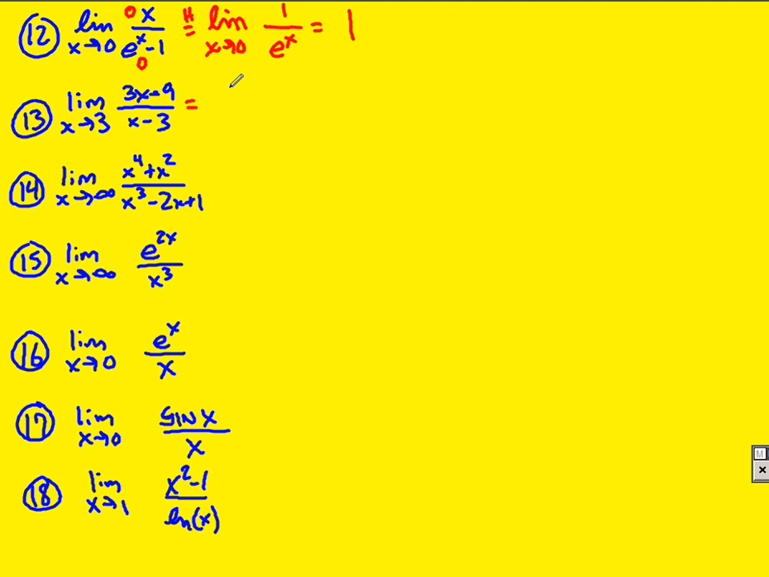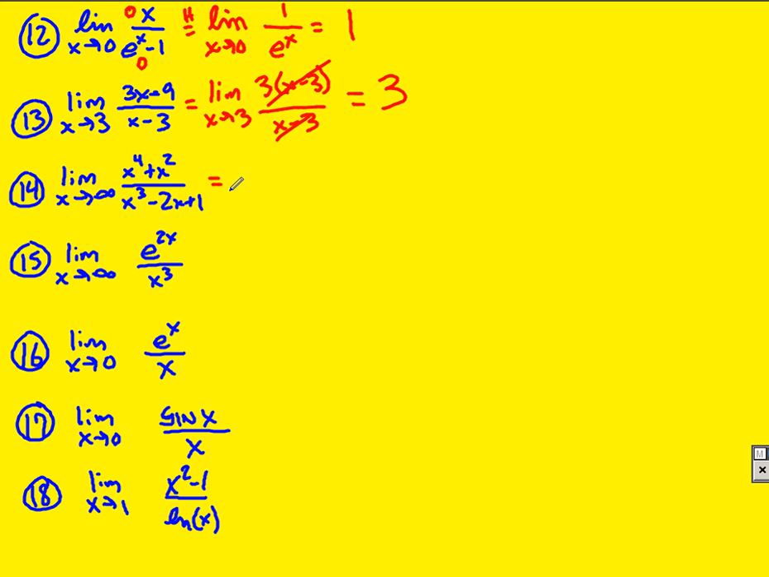For 13, I could try to do L'Hopital's rule. What I'm going to notice first, though, is that this is still just the limit as x approaches 3. I can factor out a 3 up top. I'd have 3 times x minus 3 over x minus 3. Those would cancel each other out, and all I'm left with is 3. I don't even need to plug anything in for that one.